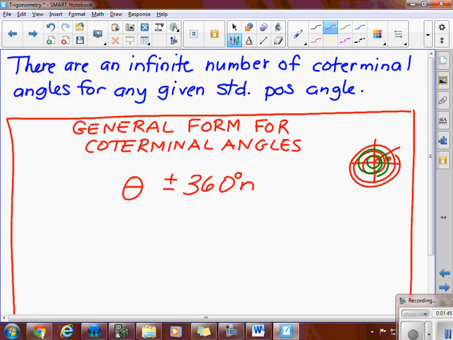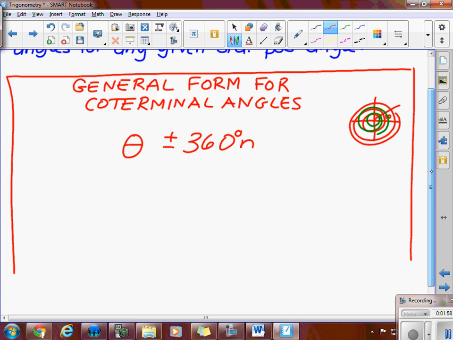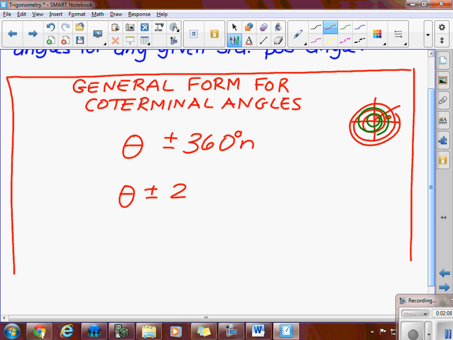So if I wanted to go around once, n is 1. If I wanted to go around twice, n is 2. 10 times, n is 10. So we can just keep wrapping around and around. So this is the standard form for coterminal angles in degrees. Or we could say you take that theta and we add or subtract a certain amount of jumps, but now measured in radians. 360 degrees, remember we said, is just 2 pi radians.